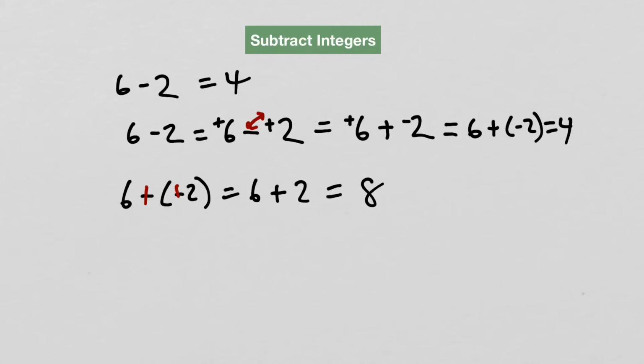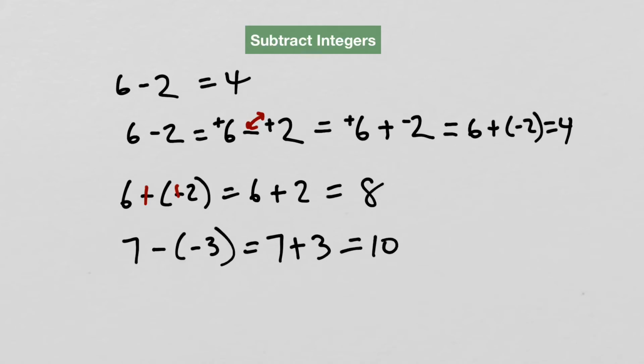Okay? Let's do another example. Something very similar. What happens if we have 7 minus negative 3? Subtracting a negative is the same as adding the positive. So this can be rewritten as 7 plus 3, and that gives us 10.